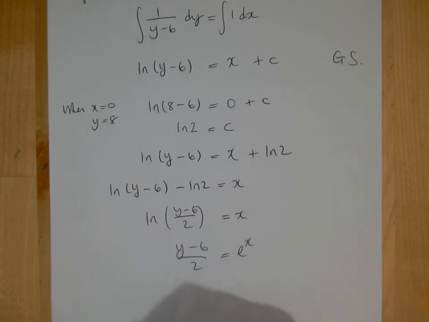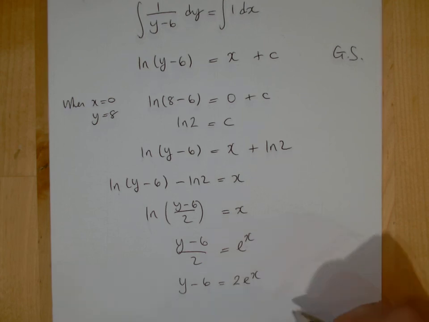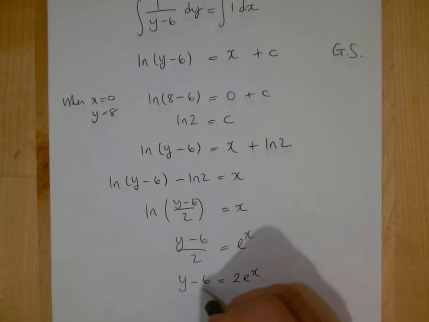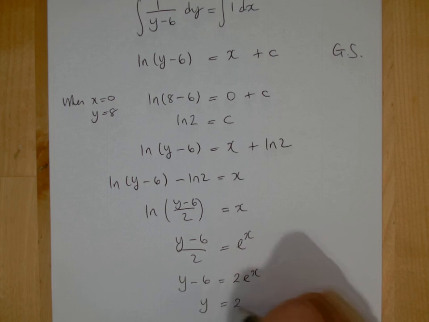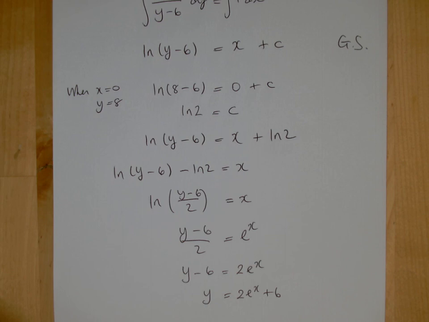And then you can just do a little bit of algebra here. Because you divided by 2, take that over, it becomes times 2. And then that minus 6, take that over, it becomes a plus 6. And then you've got your solution to the differential equation: y equals 2e to the power x plus 6.